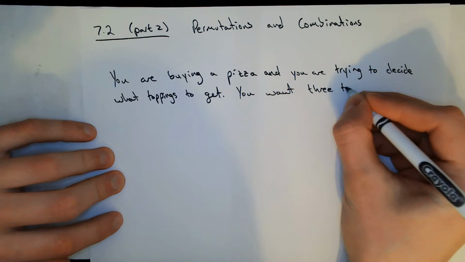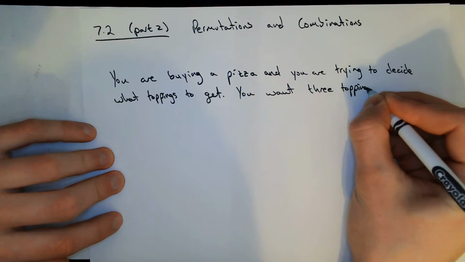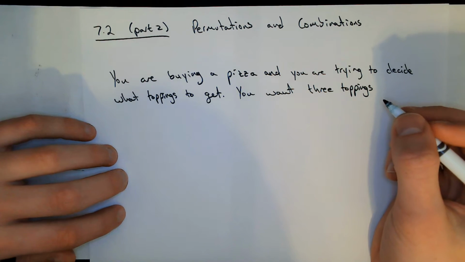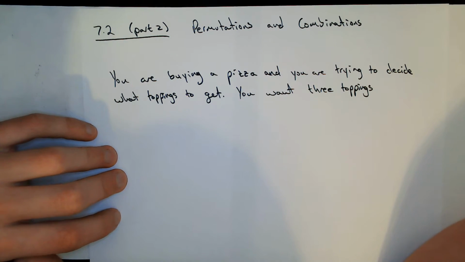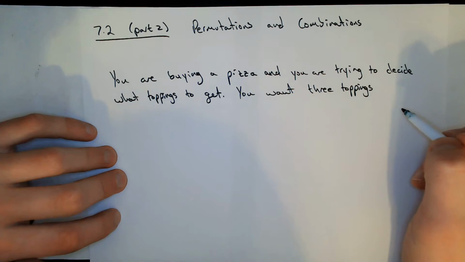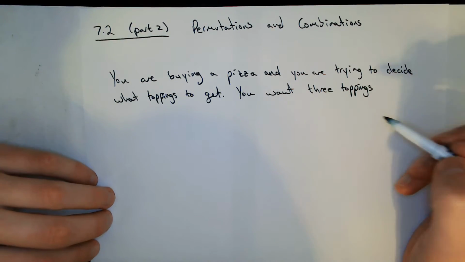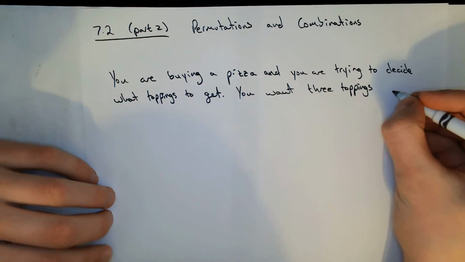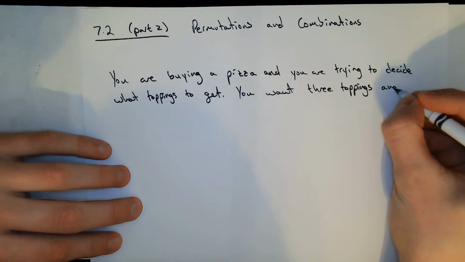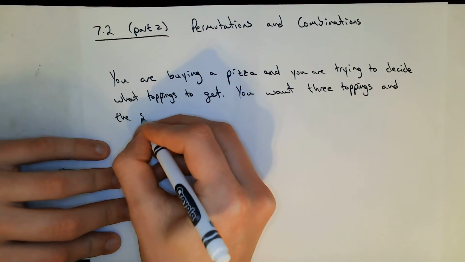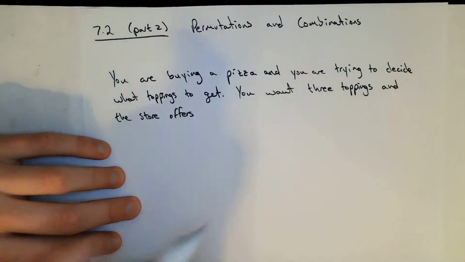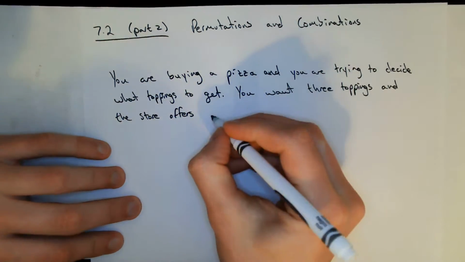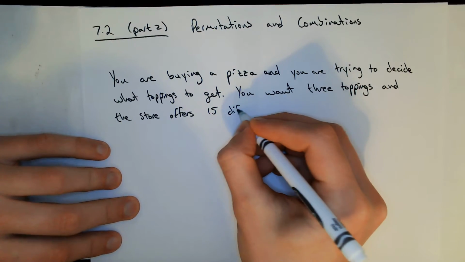Maybe you're using some coupon, because who really orders pizza for delivery without using a coupon, right? They've got coupons online that you can use. Anyways, you're using maybe some coupon that only lets you get 3 toppings. You want 3 toppings, and the store offers, let's say you count up all of the toppings, 15 different toppings.